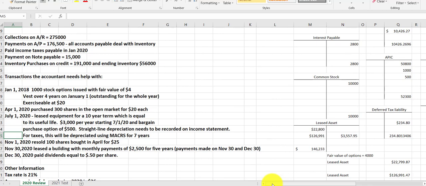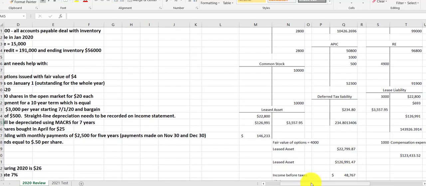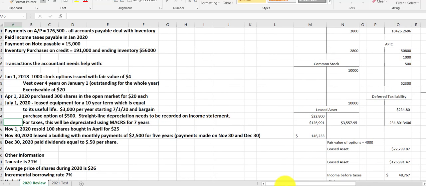Now, remember, when you calculate the interest, the first payment was made for $3,000 on the leased asset. And so that reduces the lease liability from $22,800 down to $19,800 before you calculate your interest and anything else having to do with that liability. But it doesn't affect your calculation of depreciation because that's based on the asset, not the liability.